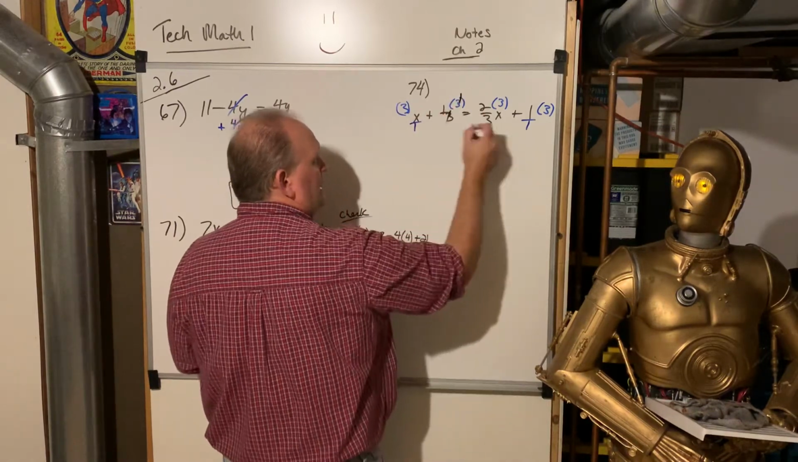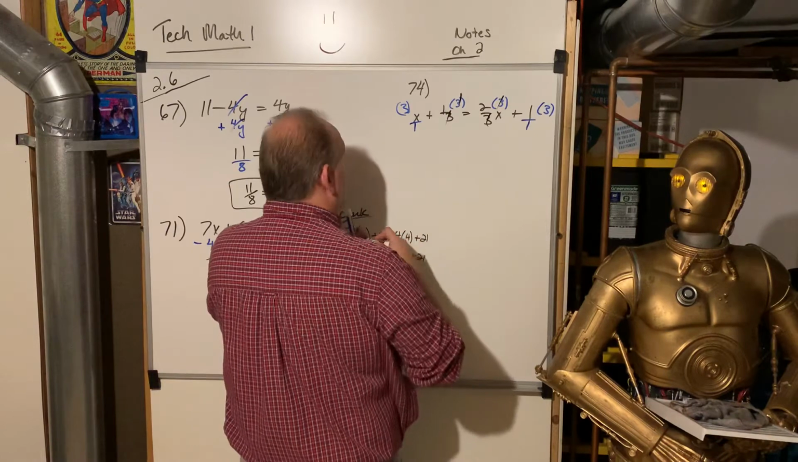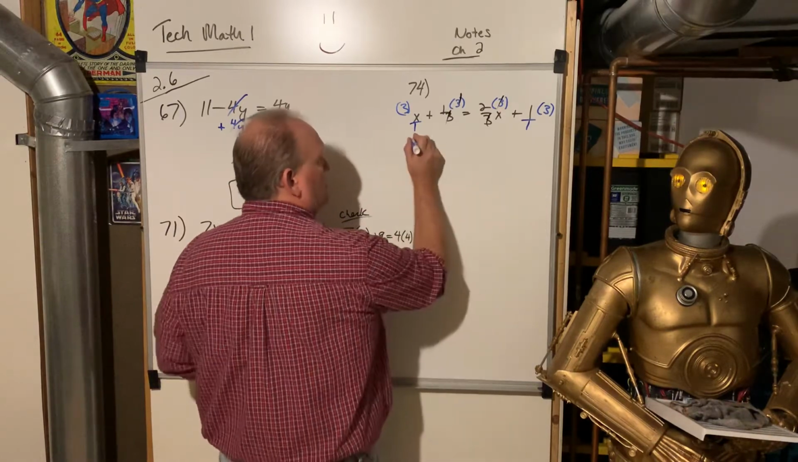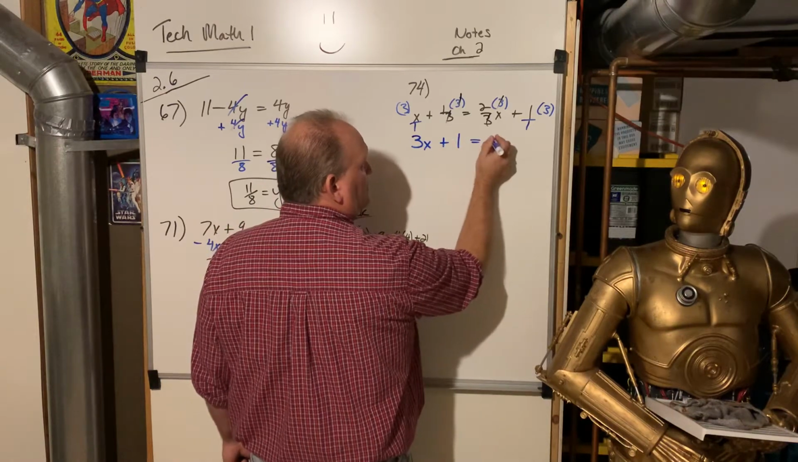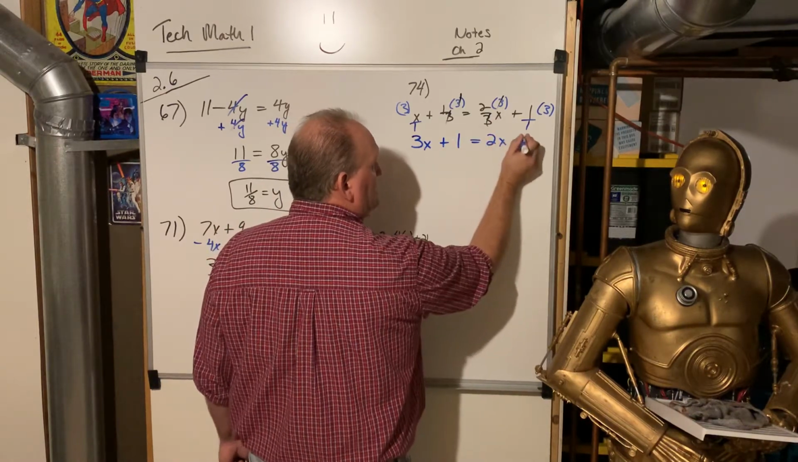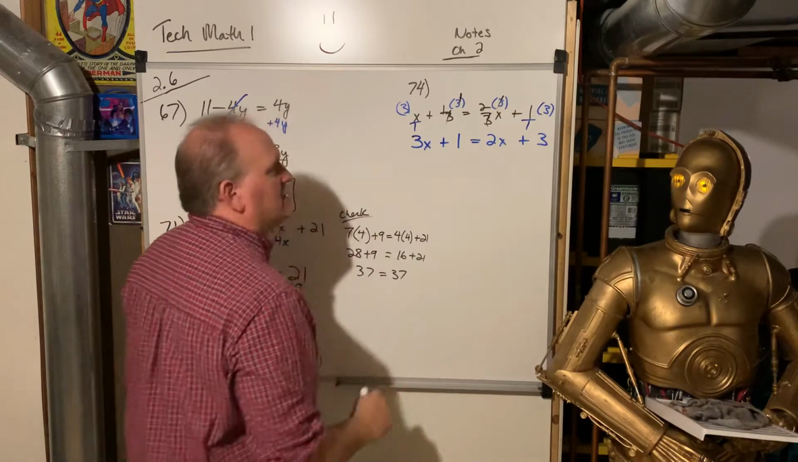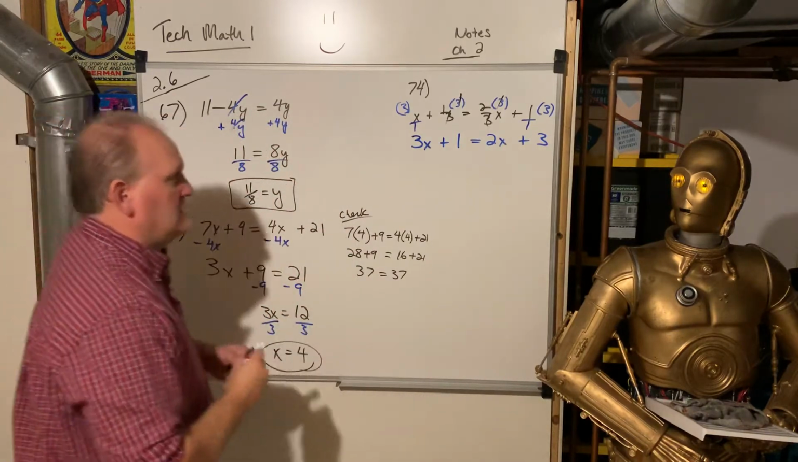The 3's cancel there, the 3's cancel there. So now I've got this equation. 3x plus 1 equals 2x plus 3. Much easier to solve than with all those fractions. All right.